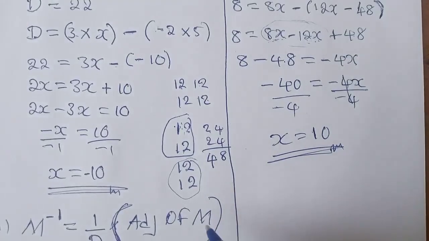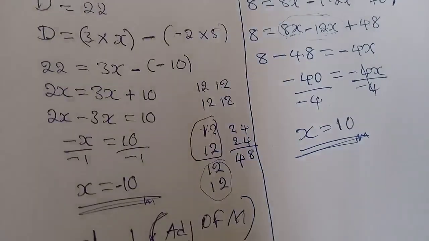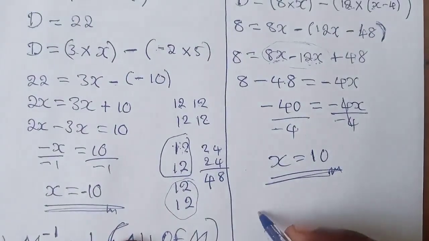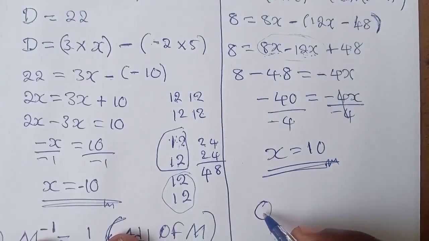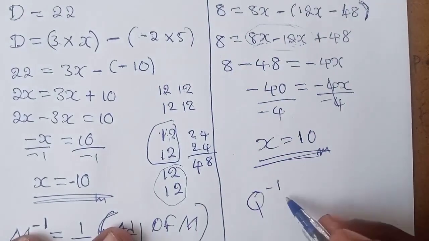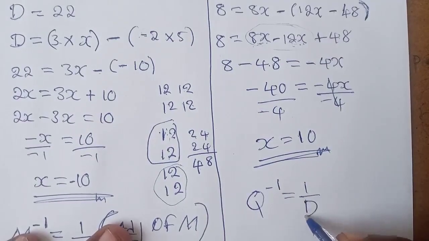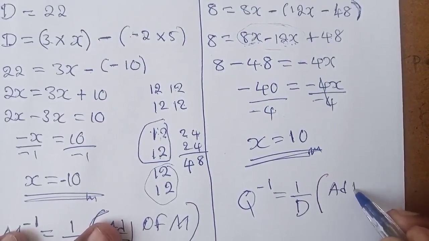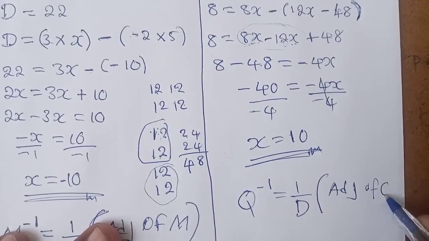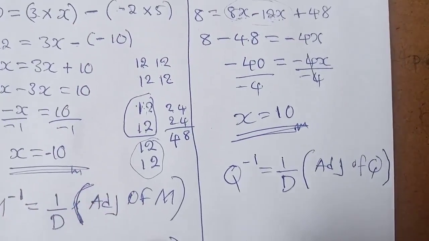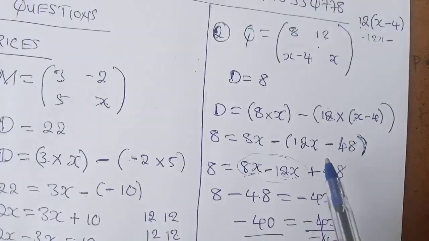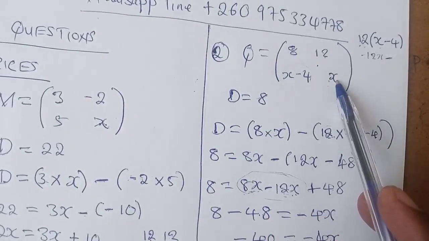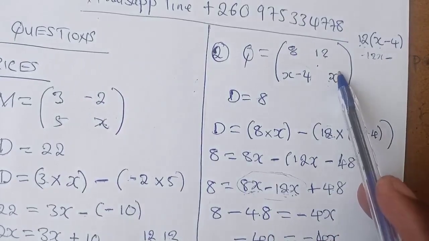When you're asked to find the inverse, because we are asked to find what? The inverse of Q. So we say Q inverse, like that, is equal to 1 over determinant multiplied by the adjugate of Q, like that. So the adjugate of Q, you know that this one comes this side and this one comes this side. So you know that the value of x is positive 10. So that means positive 10 will be here.